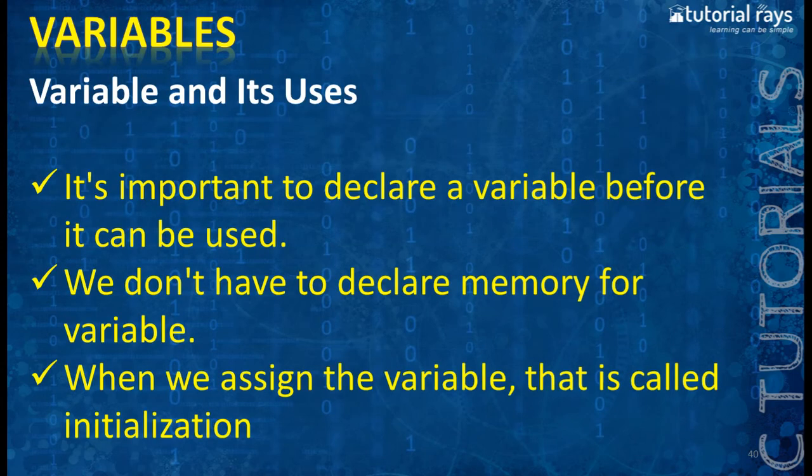Now there is the variable and its usage. It's important to declare a variable before it can be used. For example, you must declare a variable first before using it. We don't have to declare memory for a variable. When we assign a value to the variable, that is called variable initialization. So suppose you write int a = 10, in this case this 10 is called initialization. That means we are assigning an initial value to a.